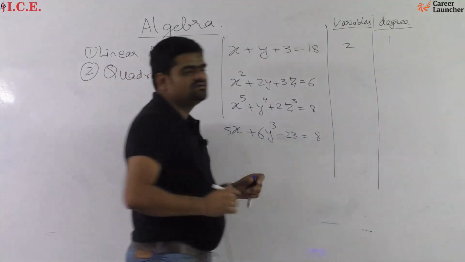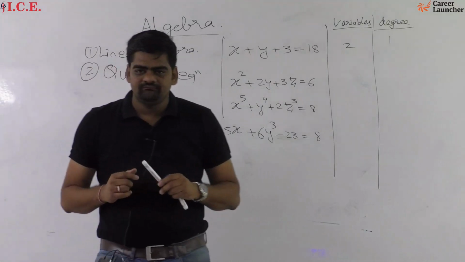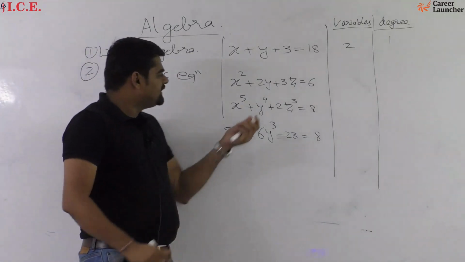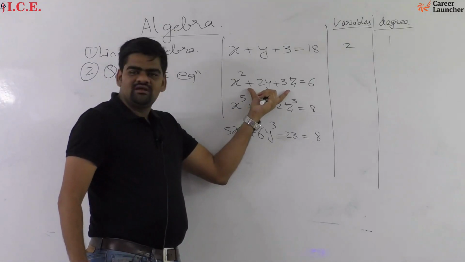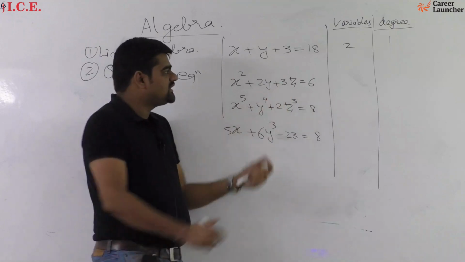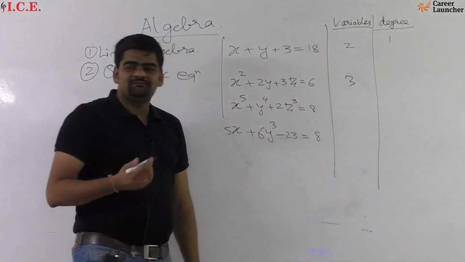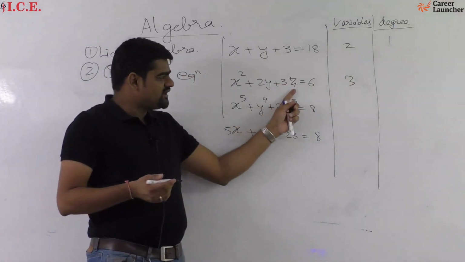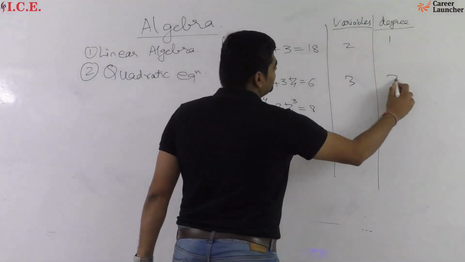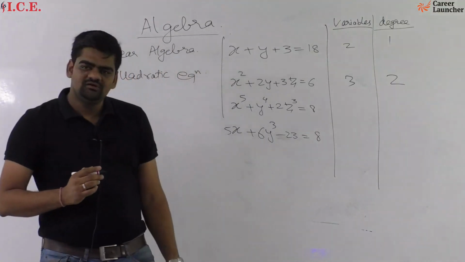So degree is 1. Getting my point, right? Now if you want to understand it better, don't write down, just focus on the screen. Let's say this is an equation. How many variables are there? X, y and z. So there are 3 variables. What is the highest power of any variable? What is the highest power of z? 1. What is the power of y? 1. What is the power of x? 2. So the highest power is 2. Hence the degree is 2.